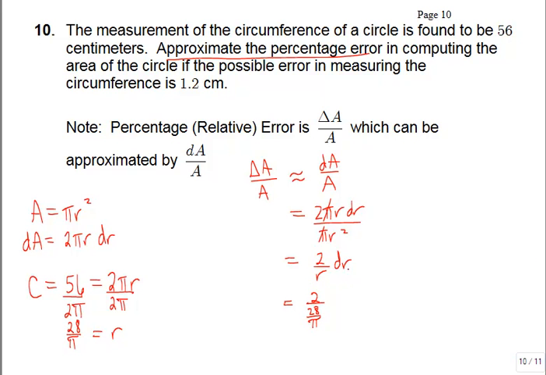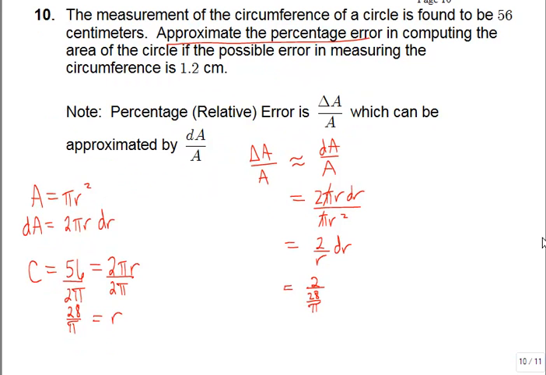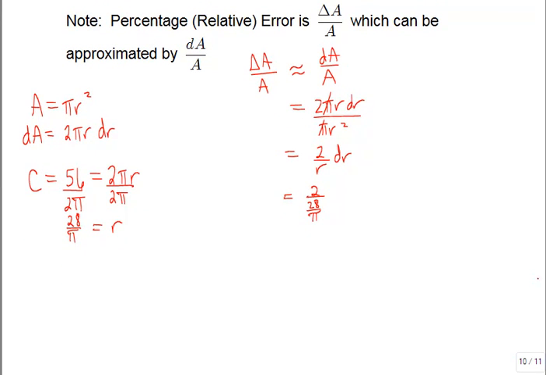Now we need to figure out what dr is. So dr is going to come from this last statement here. It says the possible error in measuring the circumference is 1.2 centimeters. Remember, possible error is that change in value, and we're talking about measurement of circumference. So the possible error in measuring the circumference is change in c, and we can approximate that by the differential of c, and they tell me that this change in c is this 1.2.